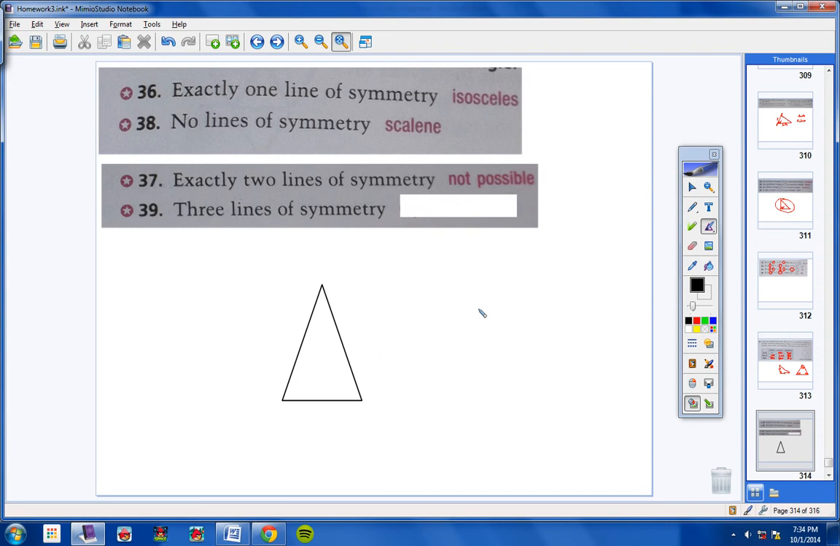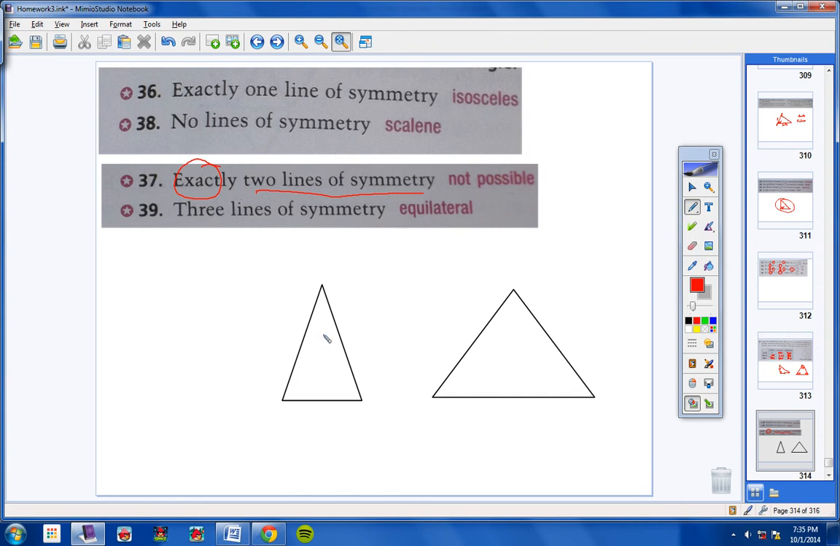has exactly one line of symmetry, and if an equilateral triangle has three lines of symmetry, so I just accidentally answered number 39, by the way. Number 39 says three lines of symmetry. That'd be an equilateral triangle, okay? But there's no triangle that you can draw that has exactly two lines of symmetry.